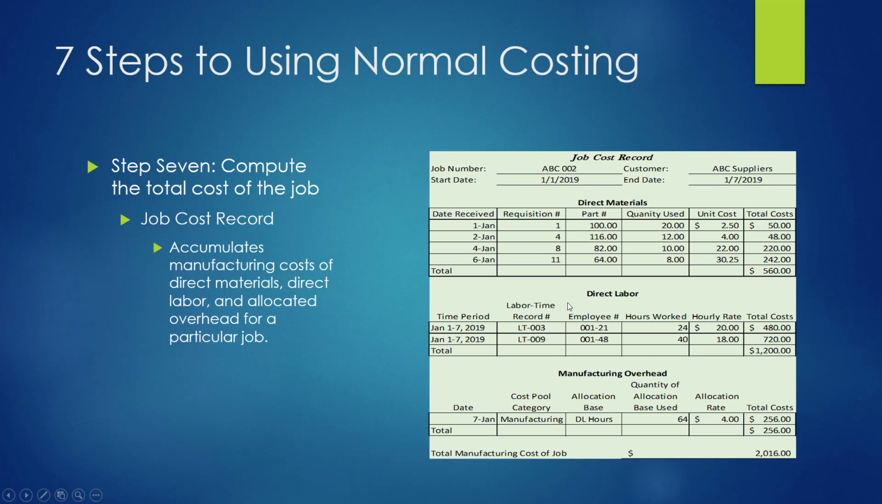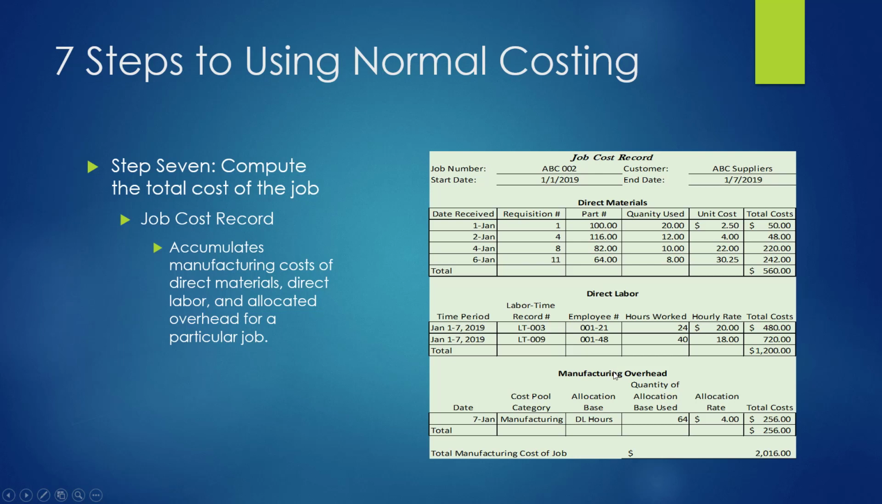For direct labor, we had Mr. Wilson's labor time ticket, which had 24 hours on it, making $20 an hour. That means he's made $480 working on this job. We had Mr. Ellison from earlier, who worked 40 hours on this job. He only makes $18 an hour. 40 times 18 means that Mr. Ellison made $720 during the period working on this job. And in total, those two laborers combined to make $1,200.